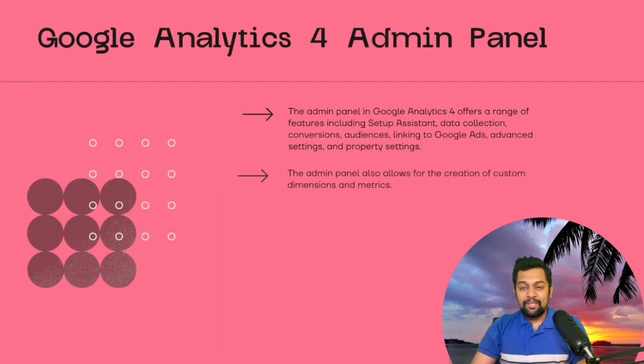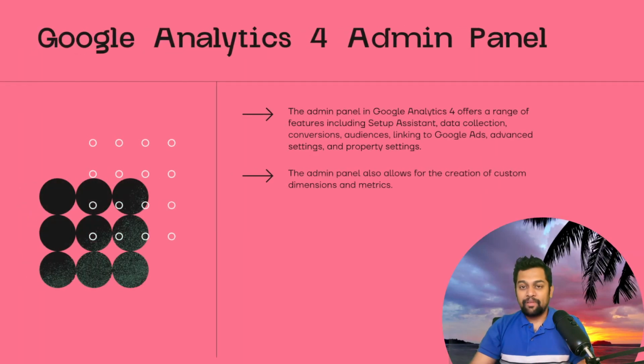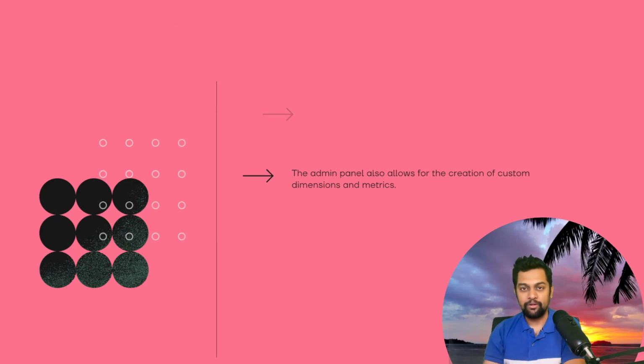The next key thing is the admin panel, which provides a different set of options, from setting up the assistant to data collection, conversions, audiences, linking your Google Analytics, and linking your Google Ads account. So it's almost like your admin panel is the main section from which you will perform different functions in your GA4. And I'll quickly show you exactly how it looks. I'm just going through some theory over here.